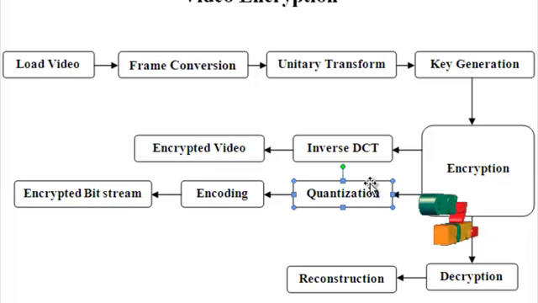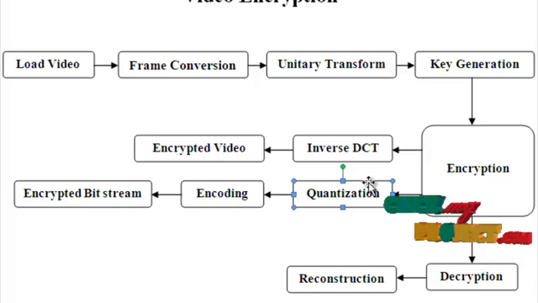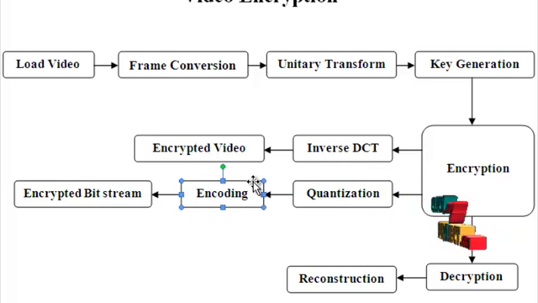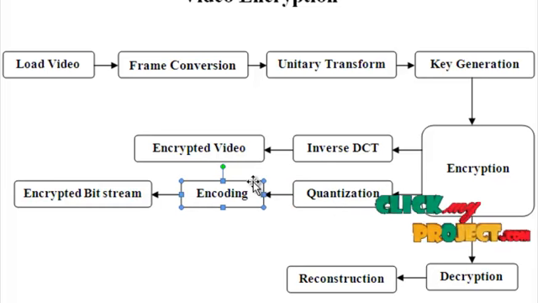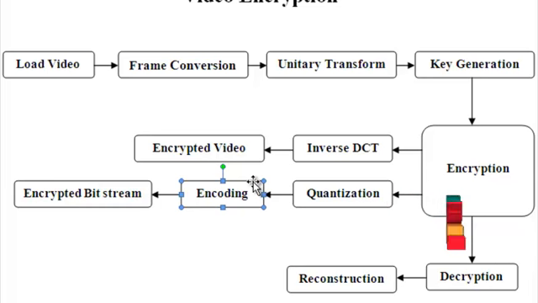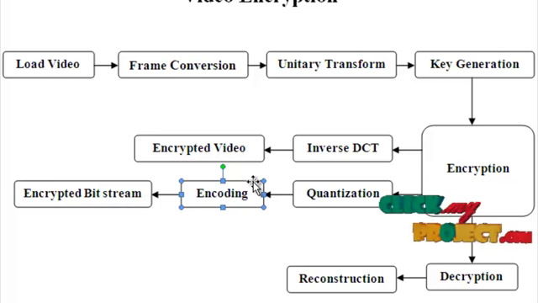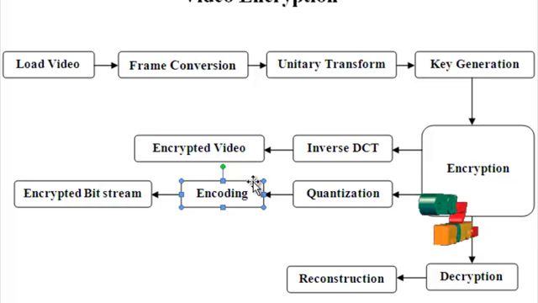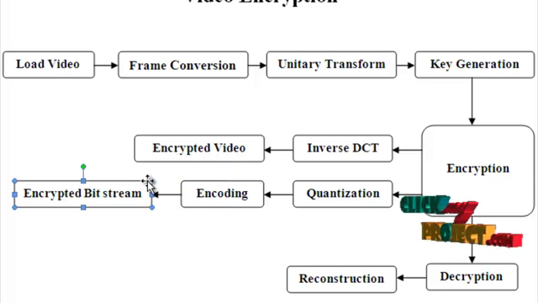Come to this row. After the encryption process is over, next we do the quantization. Quantization is reducing the number of possible values of a quantity, thereby reducing the number of bits needed to represent it. Following this quantization, we do the encoding process. At the end of this encoding, we obtain a bit stream, which contains zeros and ones. An arithmetic encoder is used to generate the encrypted bit stream. So the output of this encoding block is the generated bit stream.